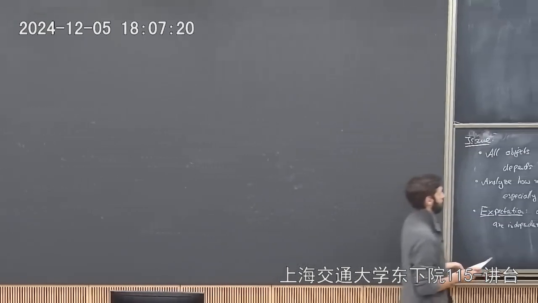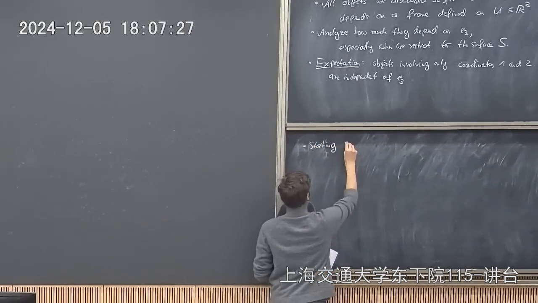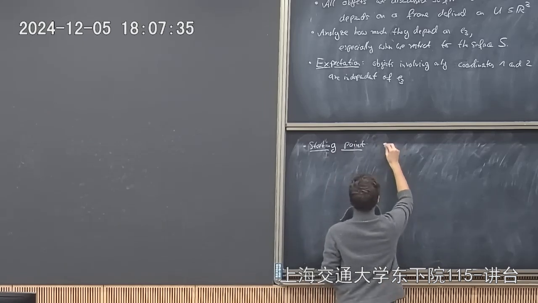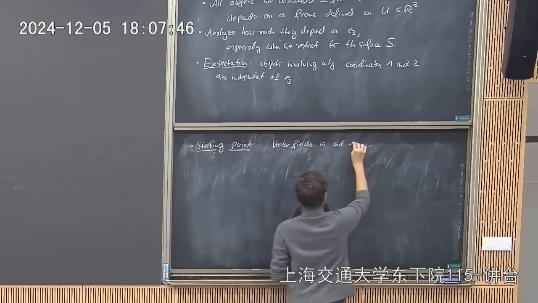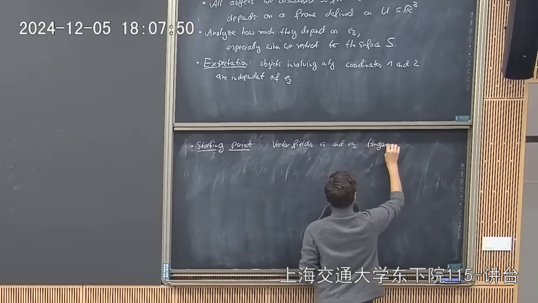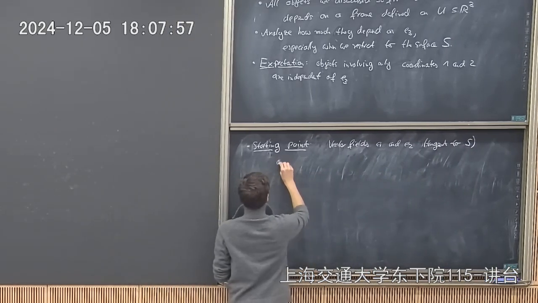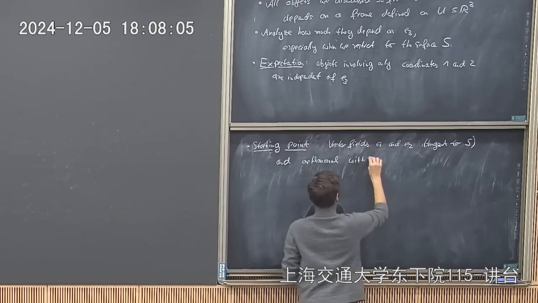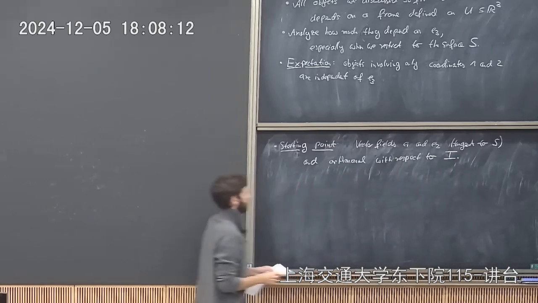So the starting point for our discussion is that we have vector fields E1 and E2 which are tangent to S. So two tangent vector fields, and orthonormal with respect to the first fundamental form. So that's the starting point.